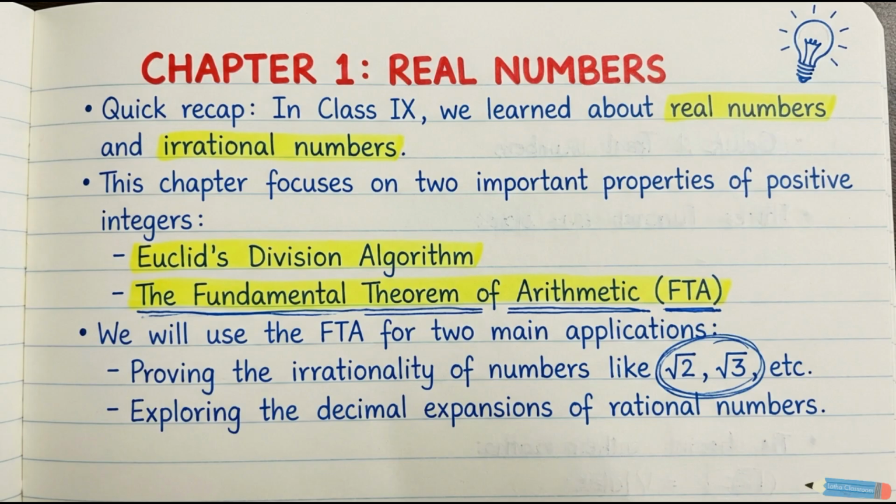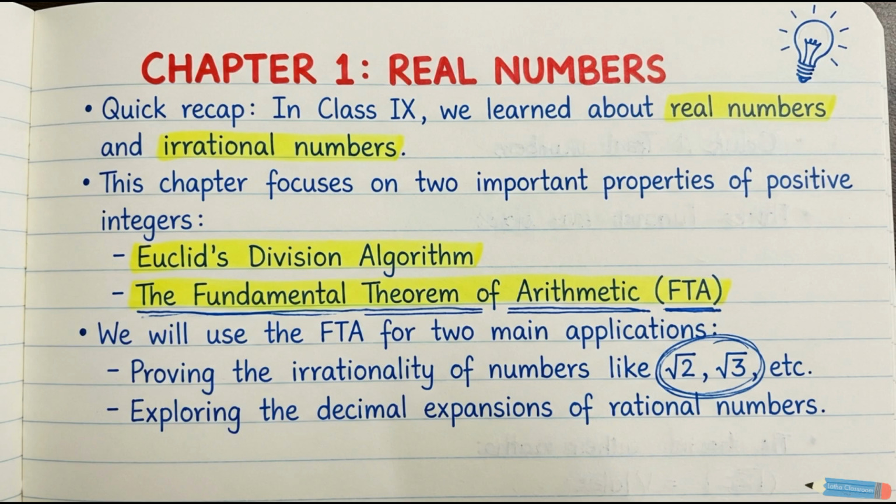Hi students, here I am explaining about real numbers. Quick recap. In class 9th we learned about real numbers and irrational numbers. This chapter focuses on two important properties of positive integers. One is Euclid's division algorithm. The second is the fundamental theorem of arithmetic. Shortcut we can call FTA.